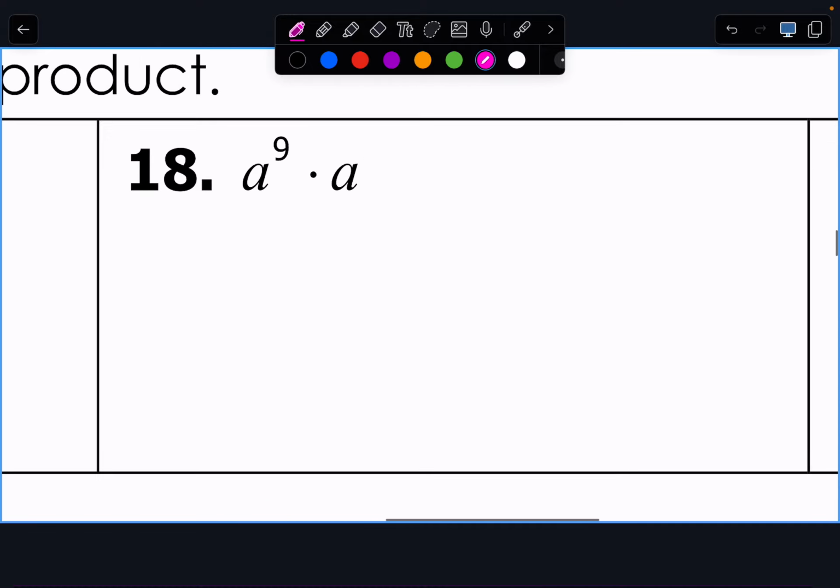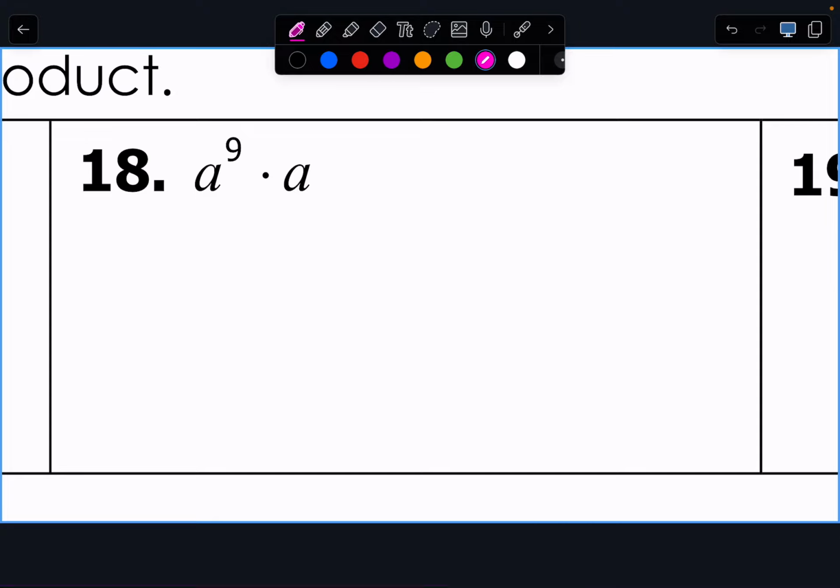Okay. Now, what about this one? A to the 9th times a. I don't see an exponent on the second one. If there's no exponent, we know that it's 1. Okay, so A to the what power is our answer? A to the 10. Yes. That's right.